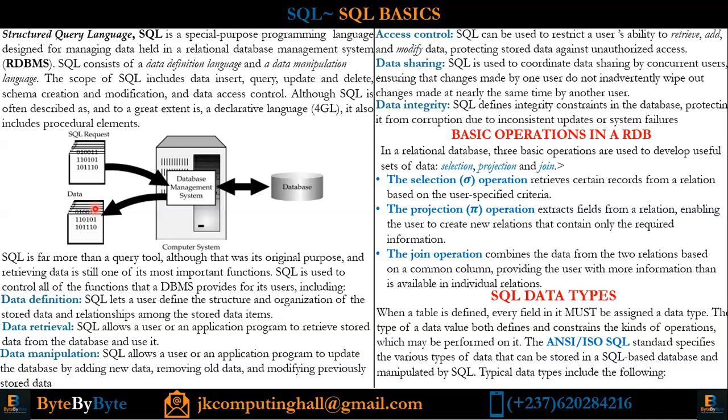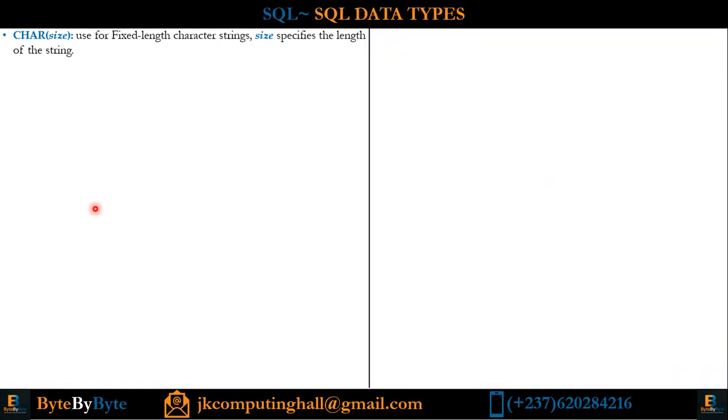The type of a data value both defines and constrains the kind of operations which may be performed on it. The ANSI ISO SQL standard specifies the various types of data that can be stored in a SQL-based database and manipulated by SQL. Typical data types include the following. We have char, which is used for fixed length character strings, and the size in brackets specifies the length of the string. For fixed length character strings, like for example phone numbers, it is very important to use char because phone numbers have a fixed length of characters.